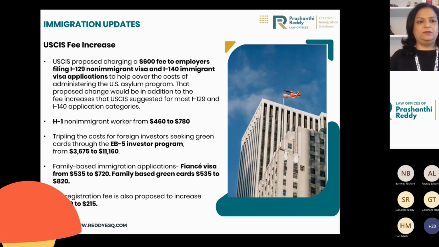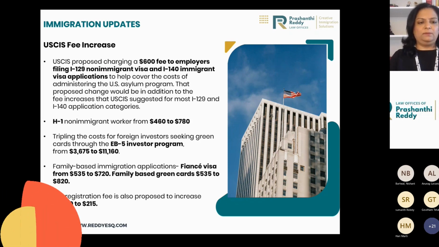The first update is USCIS has increased its fee. This is a proposal, sorry, to increase the fee. So there is a $600 fee increase on all I-129 and I-140 petitions. There's a proposal to cover the costs of the asylum program. This would be in addition to the regular I-129 fee and I-140 fee that is present. So it's a fee superimposed on top of that basic fee.